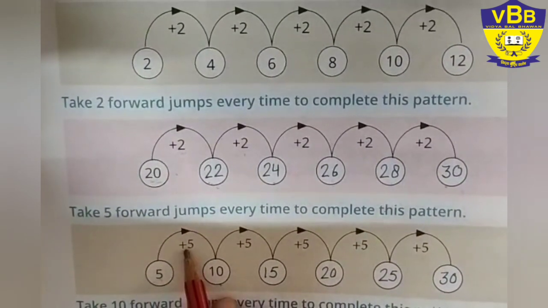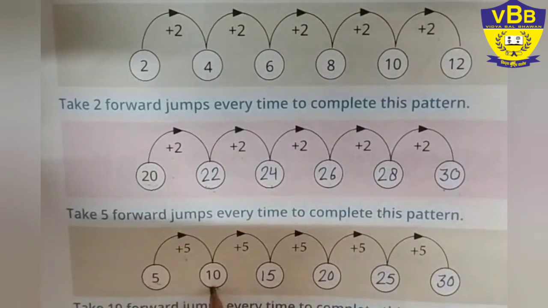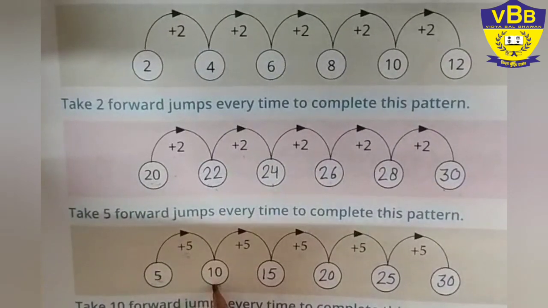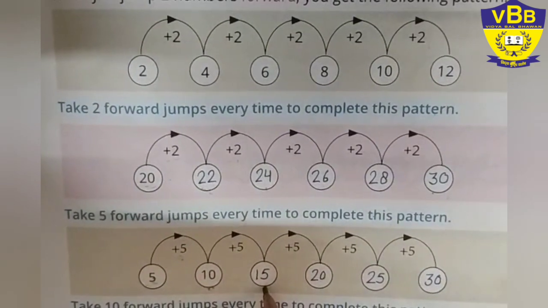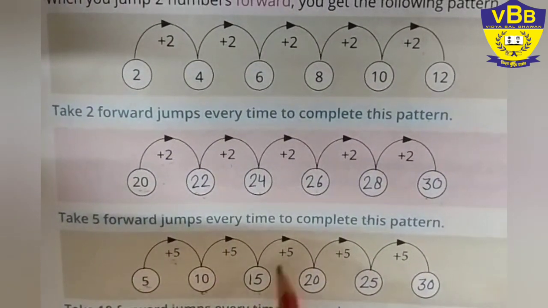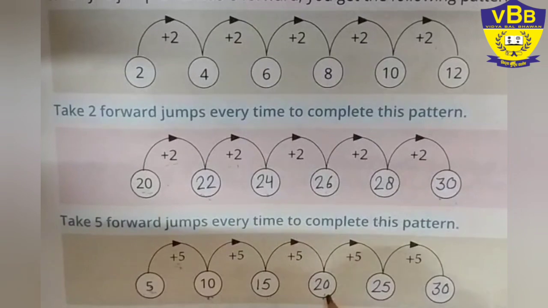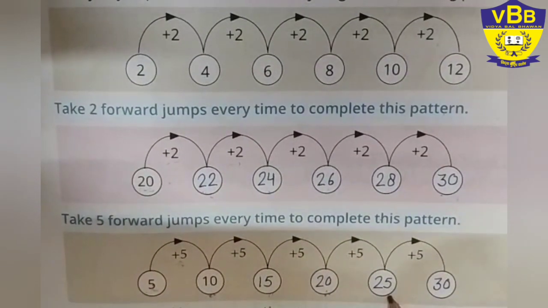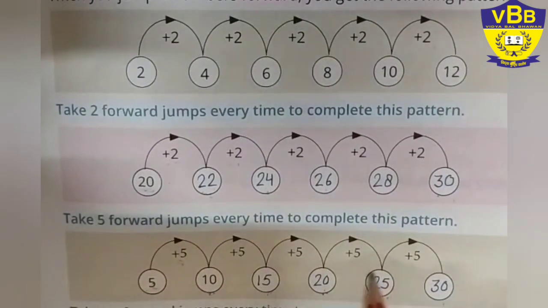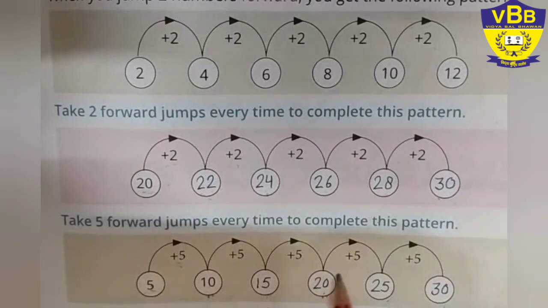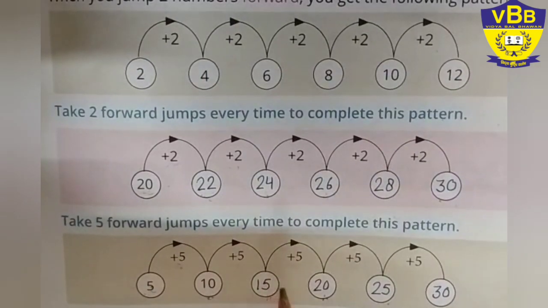If we add 5 in 5, we will get 10. 5 plus 5 is 10. And when we add plus 5 in 10, it will be 15. And when we add plus 5 in 15, it will be 20. And when we add plus 5 in 20, it will be 25. And when we add 5 in 25, it will be 30. Here we are following the pattern of plus 5. Here we are forwarding, taking jumps of 5.